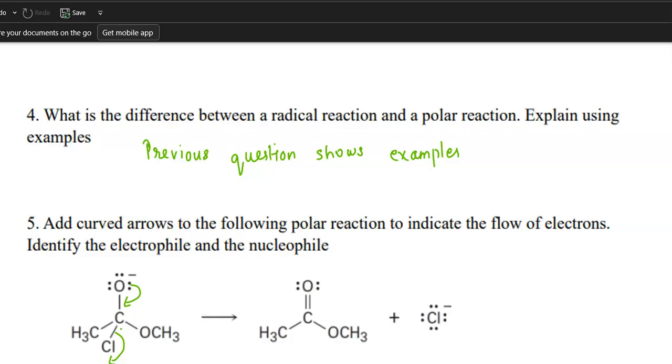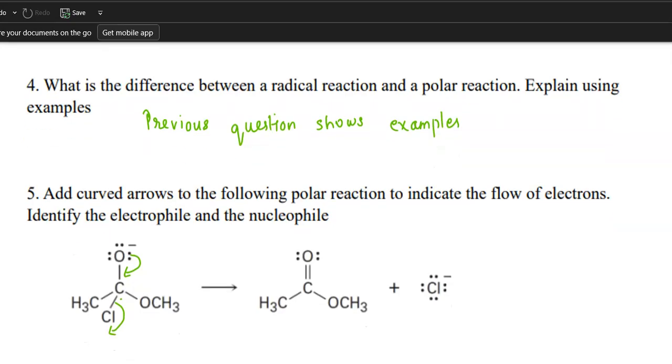Now the next one is asking you about adding curved arrows to the following polar reaction. So in this case, we have to look at the products, and you see that in the product there is a double bond between carbon and oxygen. So the way we can do it is take this pair of electrons and make a double bond here, but at the same time, see, chlorine has been removed here, right? So you have to remove the chlorine, taking the pair of electrons with it, so that gives us the chloride radical.